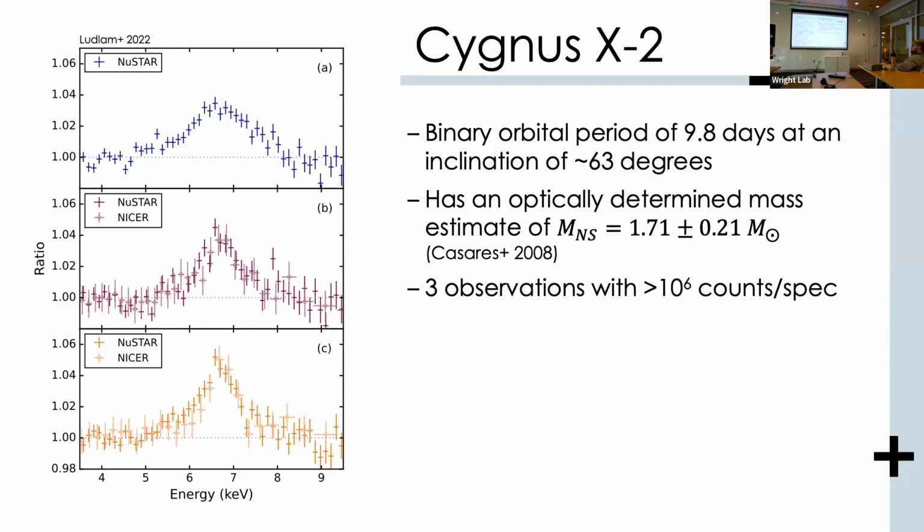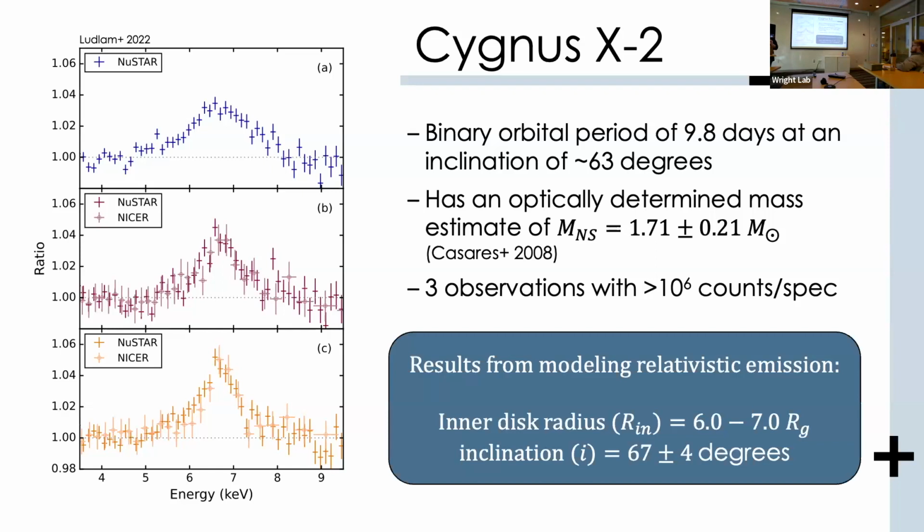I went through and I analyzed the data using 2 independent models to describe all the emission. I also used 2 independent models to describe the relativistic effects. So I wanted to make sure that any results we got weren't biased by our choice of models. And what I found is that the innermost accretion disk remains consistent with the innermost stable circular orbit, so roughly between 6 to 7 gravitational radii.